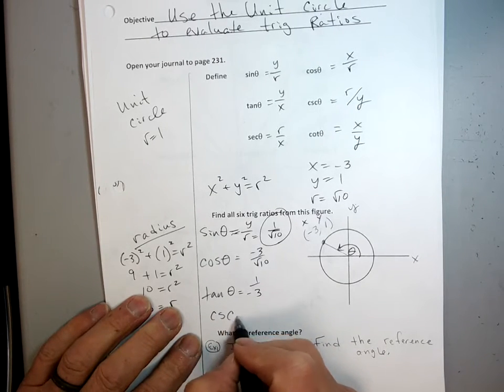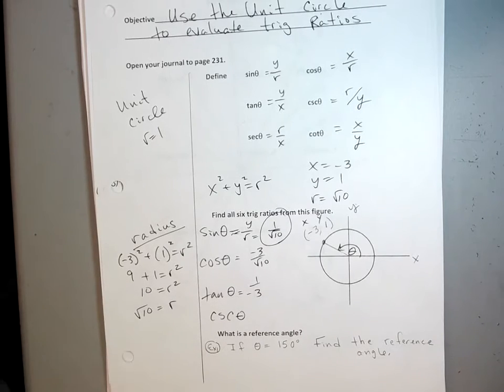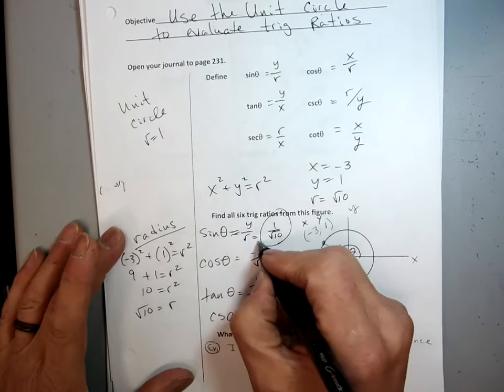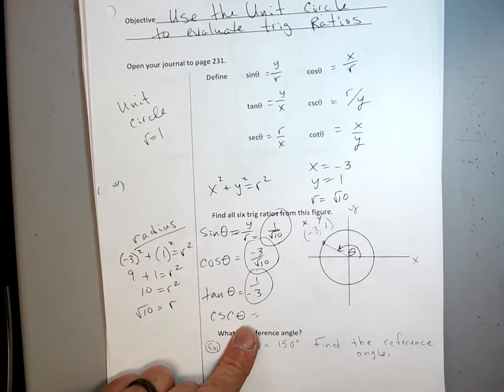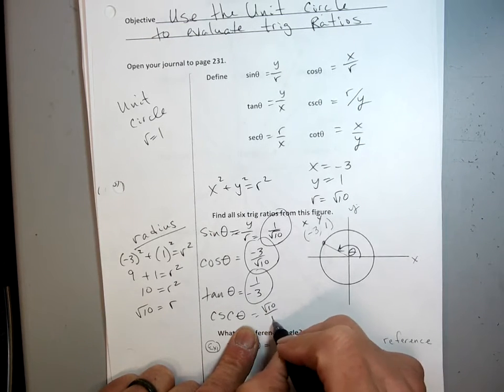Cosecant. Okay, there's 2 ways to do cosecant. One's the easy way. It's just the opposite of that, right? Or it's just going to be the r over the y, right? It's easy to just flip that, isn't it? So what'd you get for cosecant? It's r over y. So, nice, square root of 10 over 1.